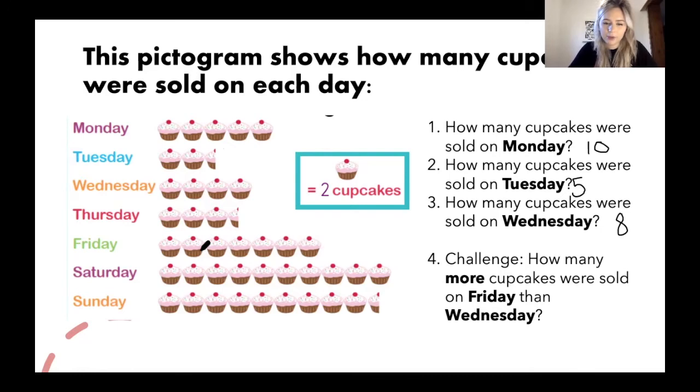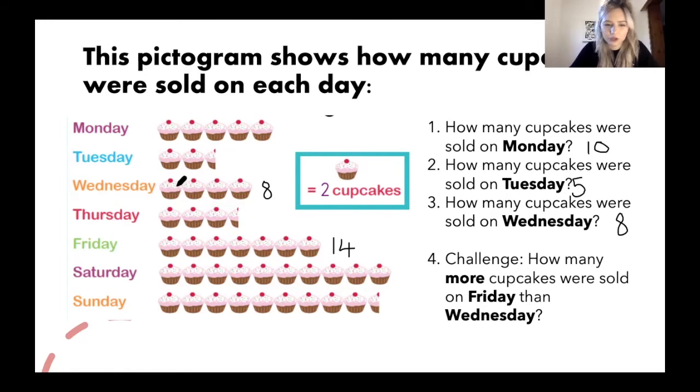Let's count up the cupcakes that were sold on Friday first. 2, 4, 6, 8, 10, 12, 14. 14 cupcakes were sold on Friday. Let's see how many cupcakes were sold on Wednesday. 2, 4, 6, 8. Now we know that more have been sold on Friday just by looking at it, but we want to see the difference between them.